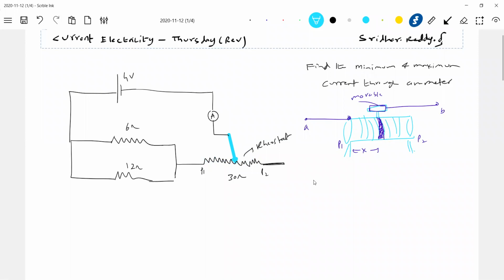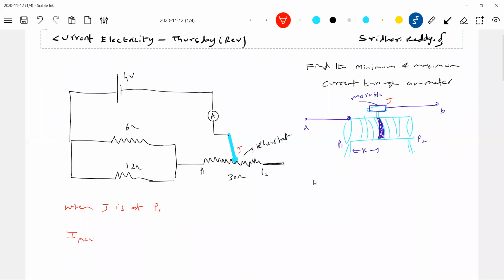Let's have it like this here. Okay, what is the minimum? When the arrow is at the left point, that will be minimum. So instead of drawing the circuit, let me put it here. When the arrow is at P1, I'll write this as J, and J is at P1. When the handle is at P1, what is the effective resistance? 6 ohm parallel to 12 ohm, and we'll get a current.